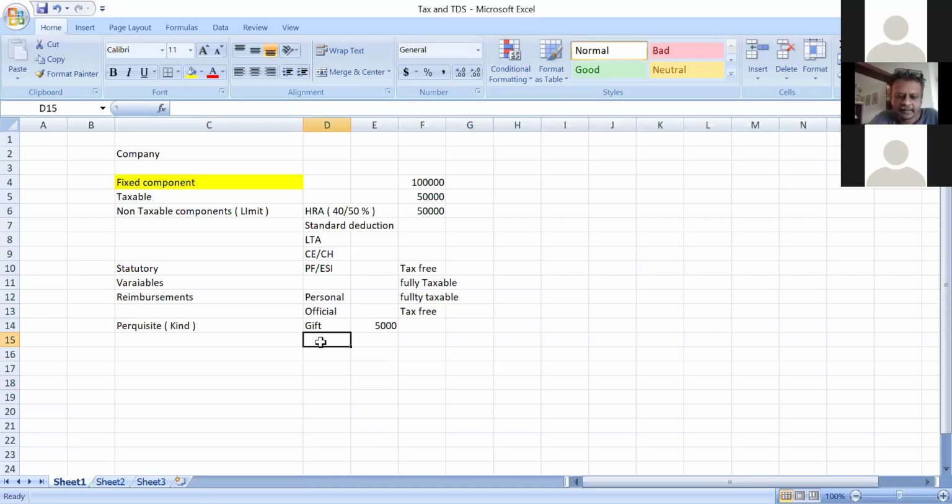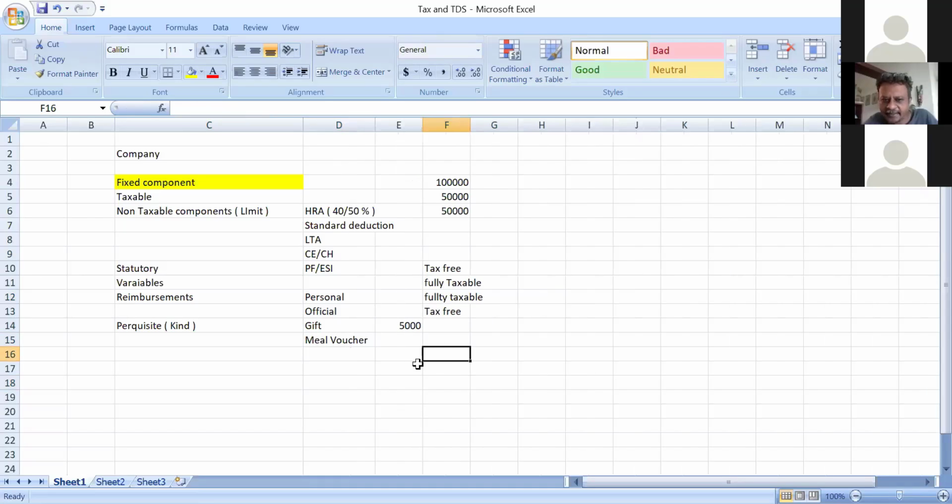Then Sodexo. I will call them meal vouchers. Yes, meal vouchers. Now, this also has a limit. It is up to 100 rupees per working day, approximately 2,000 rupees per month, or 2,400 or something per month, depending on the working days. If you're working 6 days a week, it will be 2,400.